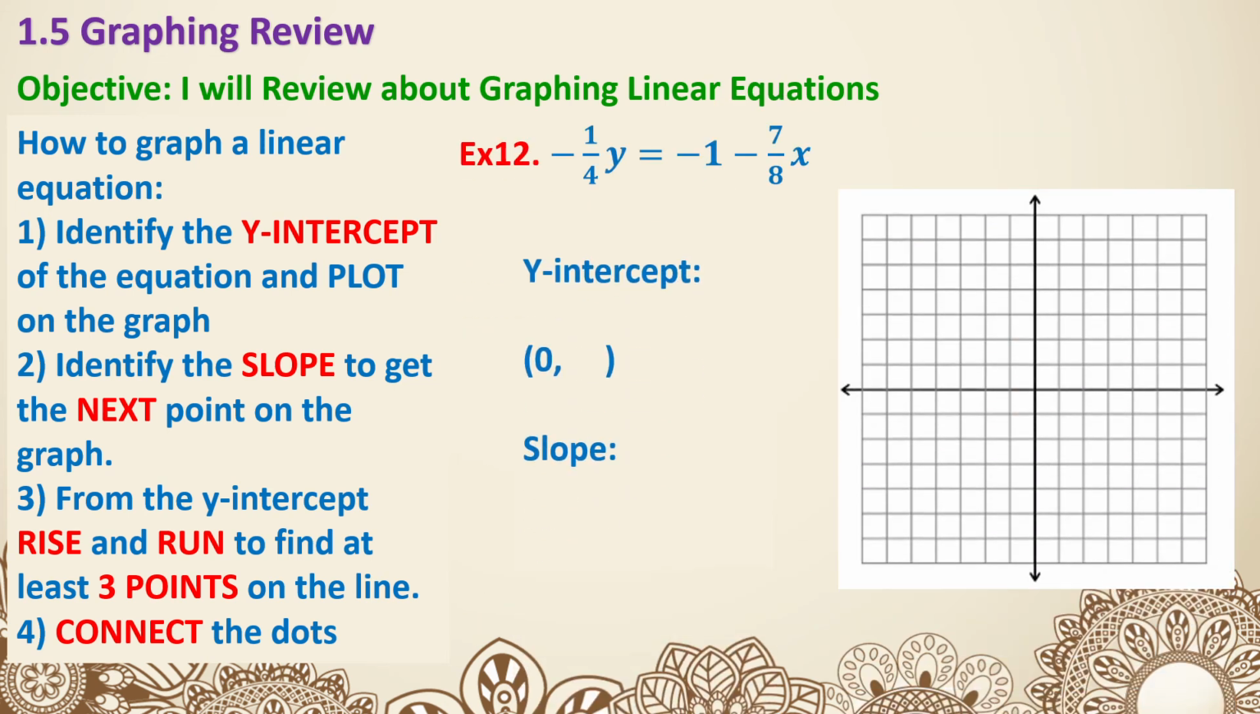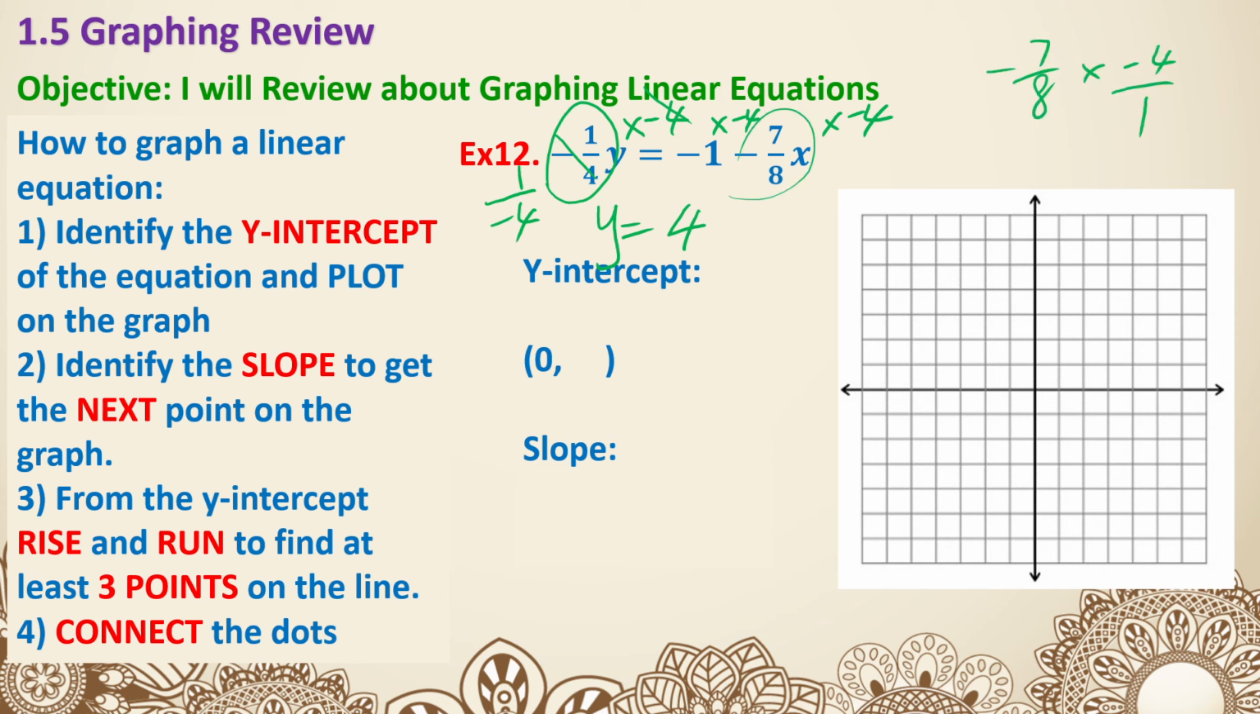Next, example 12. So this time again, y is not quite by itself yet. So I need to get rid of the -1/4. That could be treated as -1 times 1 over -4. So in order to get rid of that, I can multiply everything by -4. So that is gone, y equals -1 times -4 is a +4, and -7 over 8 times -4, or -4 over 1, that's going to be a +7 over 2x. I can put x in the front, y equals 7 over 2x plus 4.